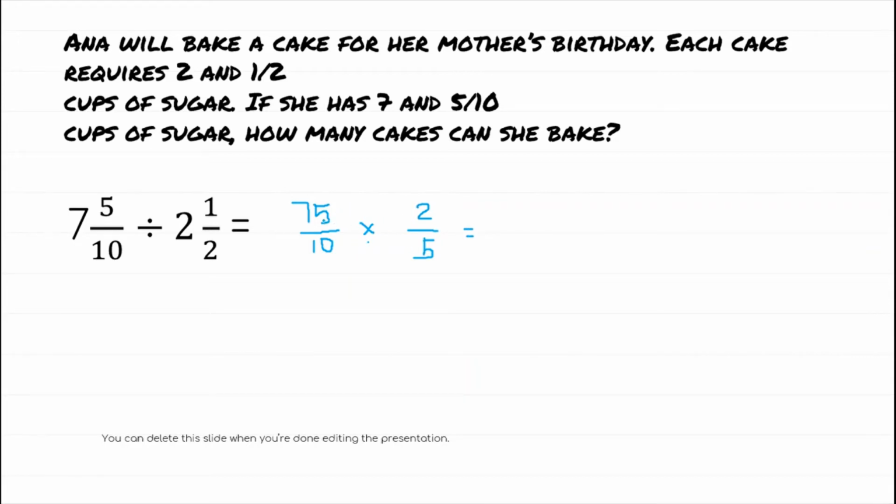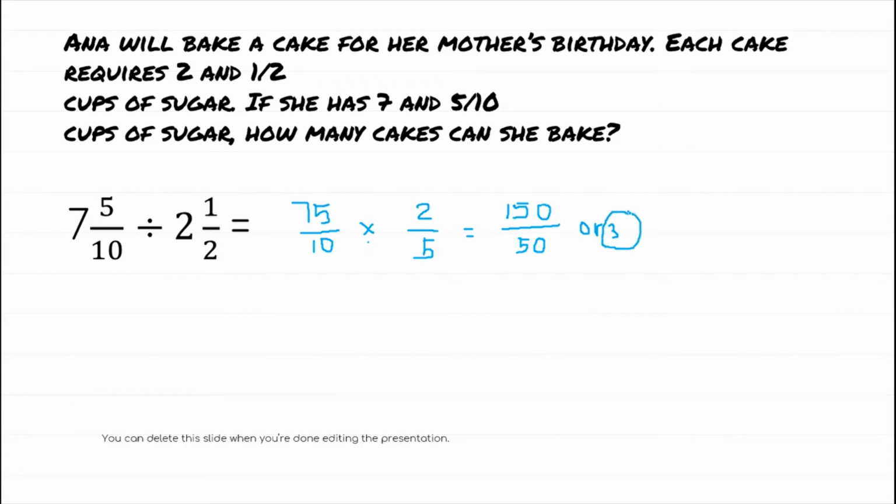So we have here 75 times 2, that is 150. And 10 times 5, that is 50. And lastly, we're going to simplify this one. Since this is an improper fraction, let us divide 150 by 50. How many 50s can we find in 150? That is 3. So it means to say that Anna can bake how many cakes for her mother's birthday? Anna can bake 3 cakes.